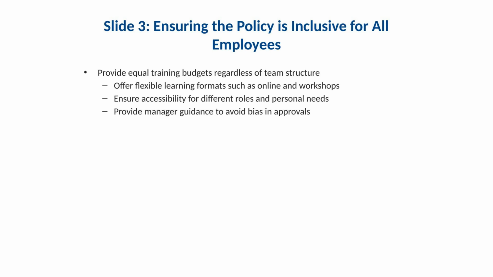Accessibility must also be considered so that development opportunities are available to administration staff, as well as software engineers and managers. Clear guidance should be provided to team leaders on how to approve learning requests fairly and consistently. Training managers in inclusive decision-making will help reduce bias and ensure all employees are treated equally. These actions will support a culture where development opportunities are open, transparent, and supportive of different learning needs across the organization.